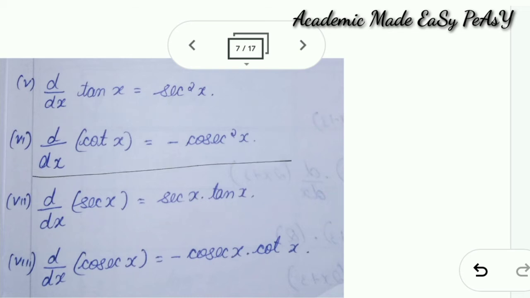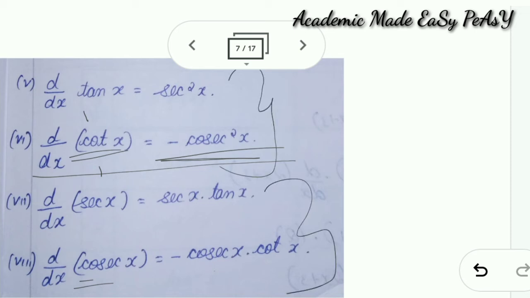Next, d by dx of cot x. I said the derivative of any trigonometric function starting with C is always negative. If it is tan x, it is secant square x. If it is cot x, it is minus cosecant square x. And d by dx of cosecant x is minus cosecant x into cot x. So you have to relate these two formulas and these two formulas.